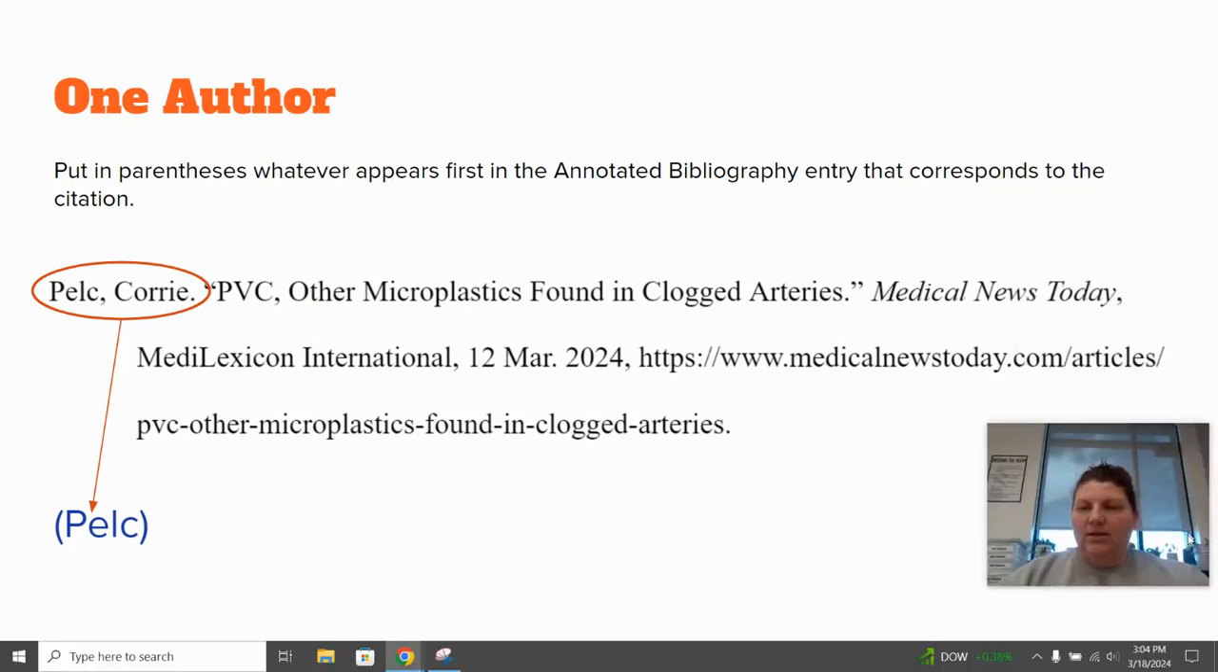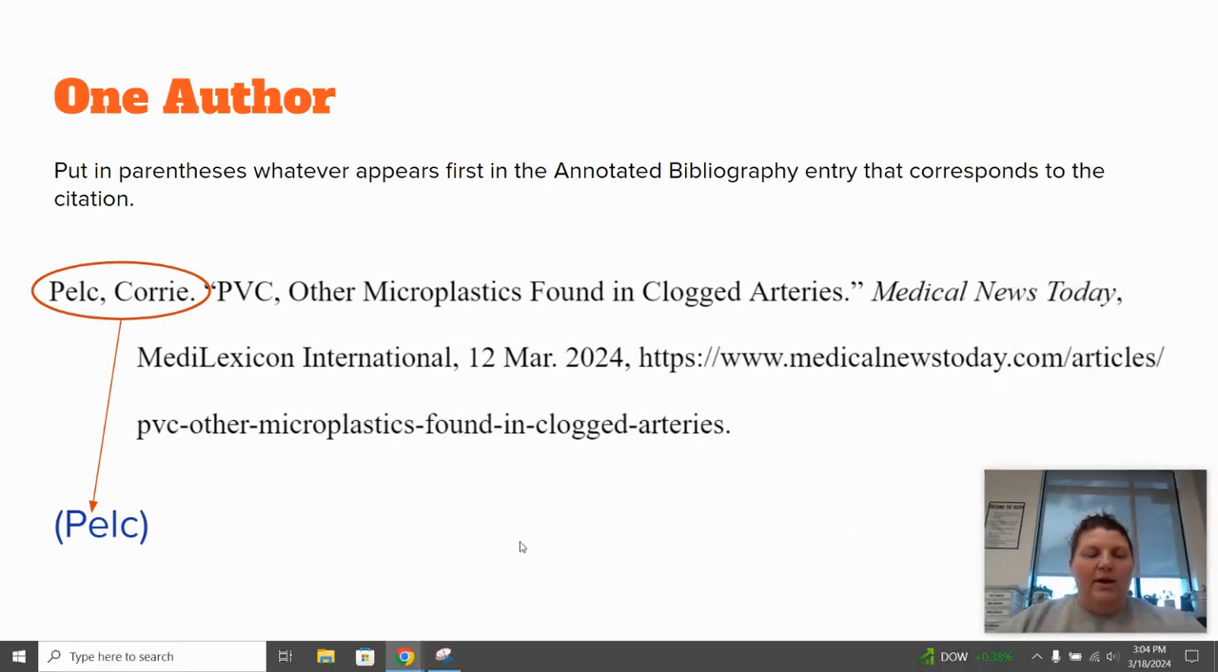Okay, now let's talk about how to know what information to include in the parenthetical citation. So, the way you're going to figure that out is go take a look at your annotated bibliography. And the first part of your annotated bibliography on each source is what you're going to include in the in-text citation. So, whatever appears first that corresponds with that citation is what you're going to put in the parentheses. So if you have one author like this, Corey Pelk is one author, I'm just going to include the last name.